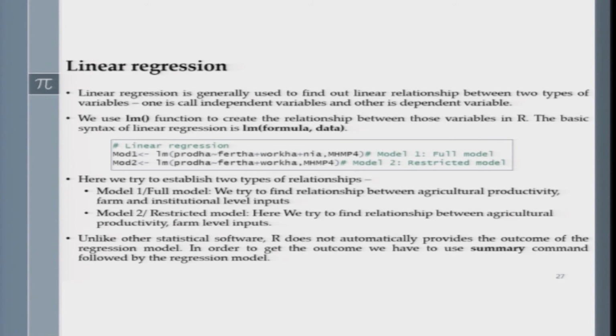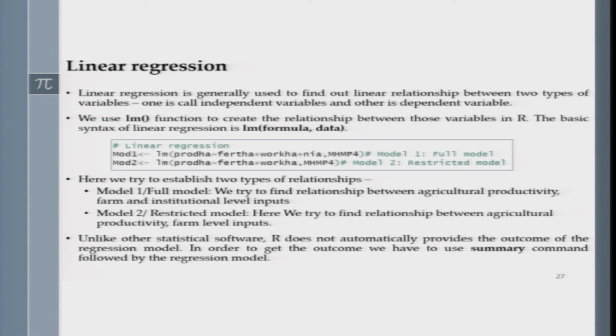Okay, so now I want to talk about a production function kind of function estimation, and I say that my output variable, which is the monetary value of agricultural production per hectare, will depend on primarily three variables. One is fertilizer use per hectare, that is FARTHA, the labor input per hectare, that is WARKHA, and then net irrigated area, that is NIA. Okay. So, that is basically my full model.